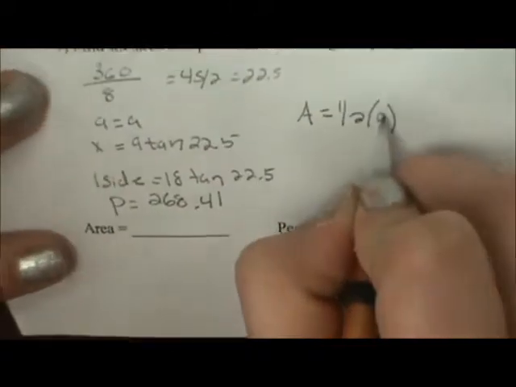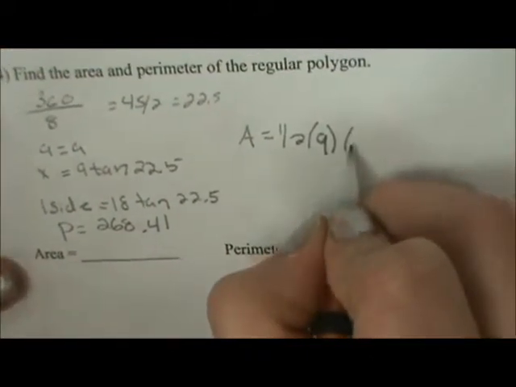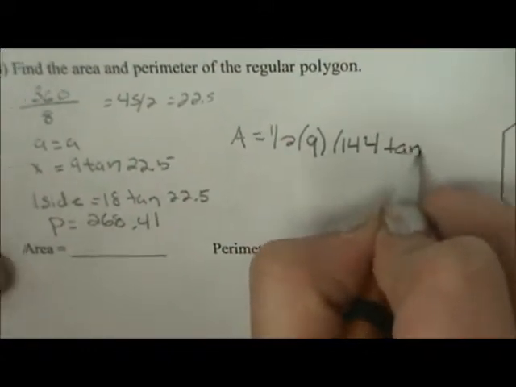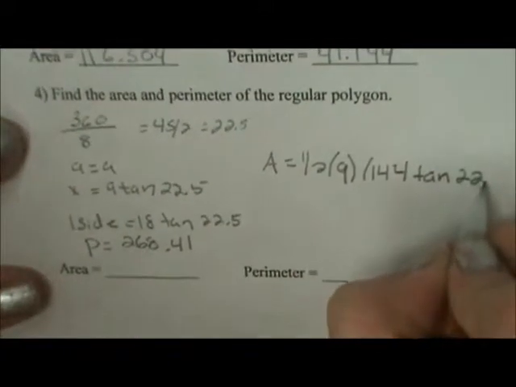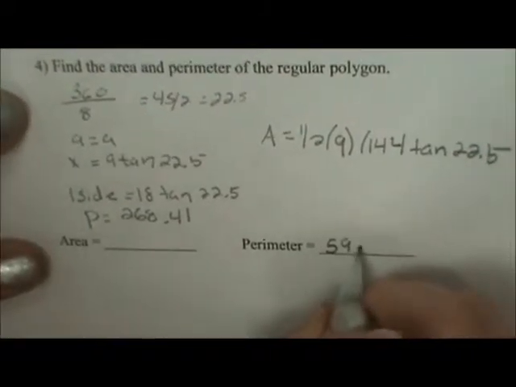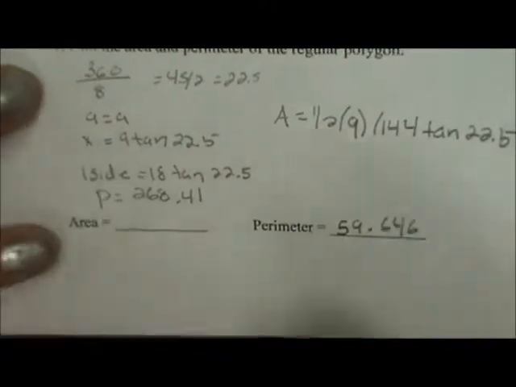And then once we know both those, area is just going to plug everything in. So area is going to equal 1/2 times 9 times 144, I'm sorry, times the tangent of 22.5 is going to equal perimeter 59.646. The area is going to equal 268.41. Sorry about that.